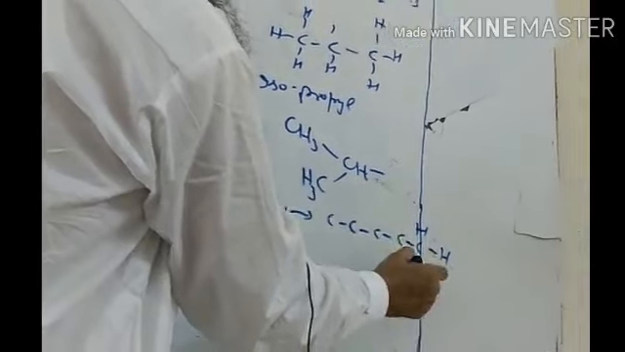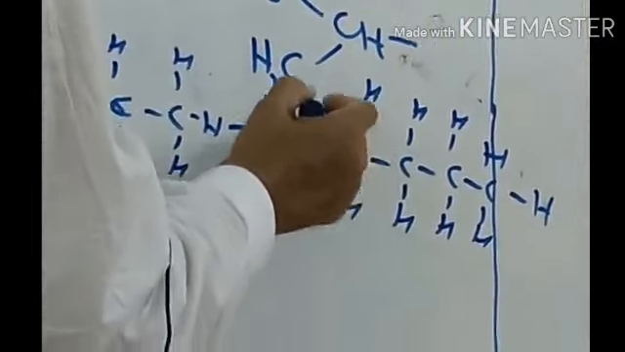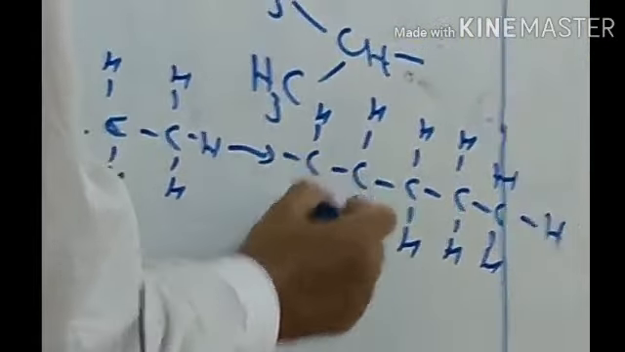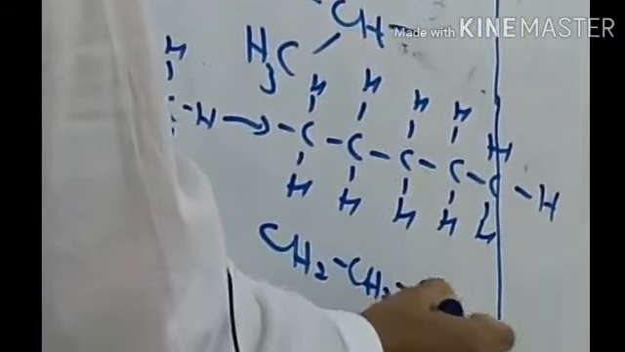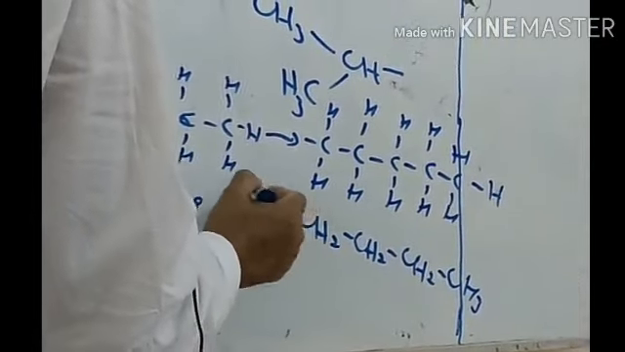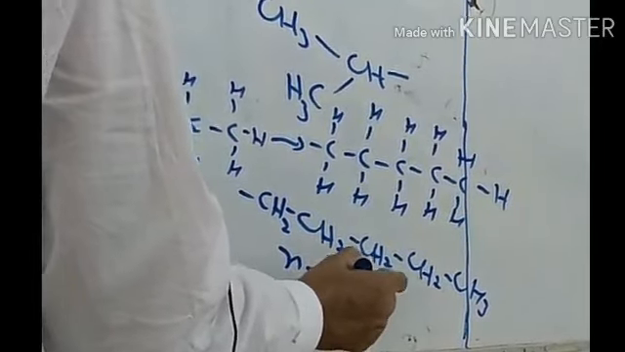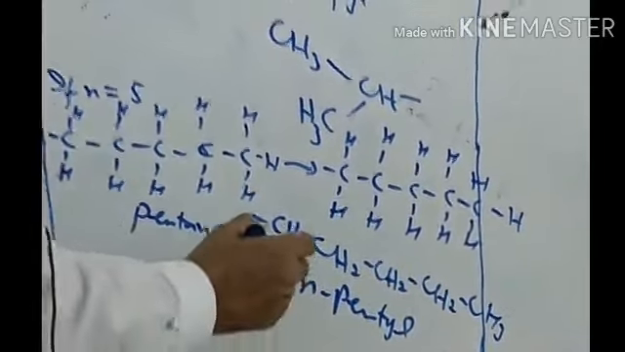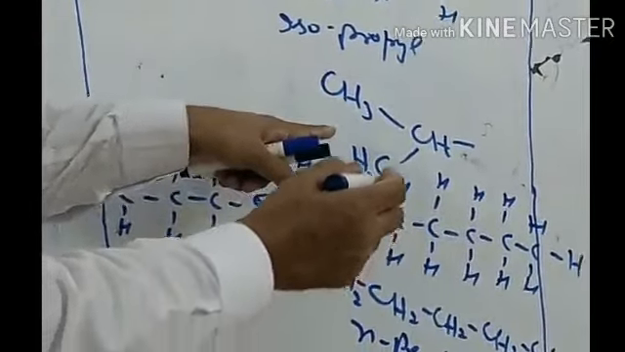This is the H. This is called the CH2, CH2, CH3. Counting 1, 2, 3, 4, and this is the 5. So this is called the n-pentyl. If I remove it in this way, it becomes 2-methyl radical.